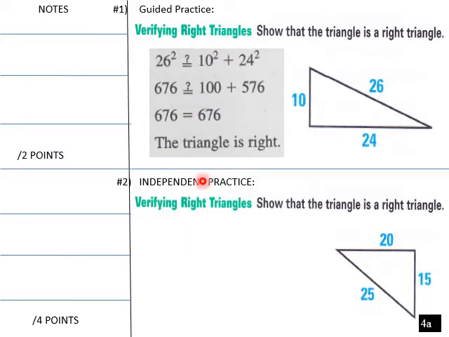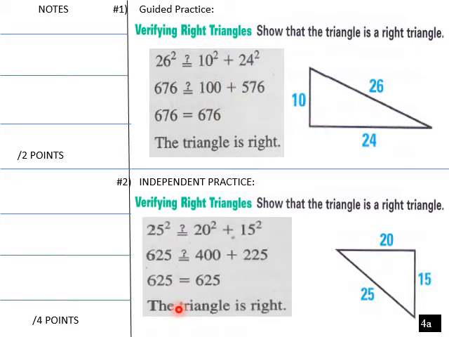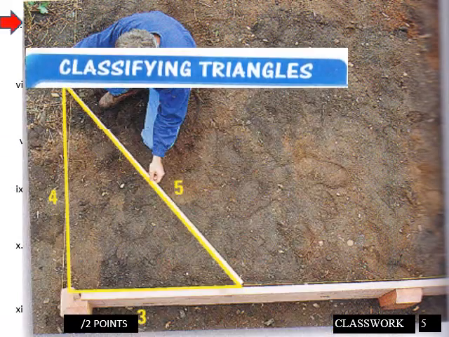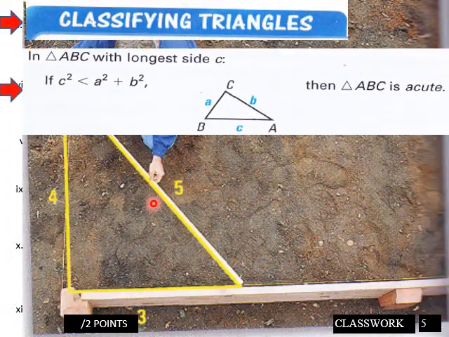Okay, welcome back. Here's our work for this triangle here. It is a right triangle. We plug in our values here. 26 squared, does that equal 10 squared plus 24 squared? And then down here, is 25 squared equal to 20 squared plus 15 squared? Both are right triangles.